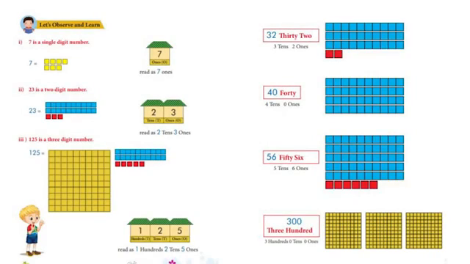Here let's observe and learn. 7 is a single digit number. So how do we read it? As 7 ones. And then we have 23. This is a 2-digit number. How do we read it? As 2 tens and 3 ones. Now let's try 125. This is a 3-digit number. How do we read it? As 1 hundreds and then 2 tens and 5 ones.